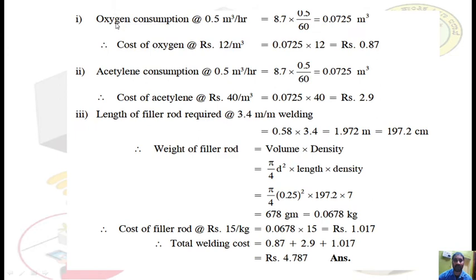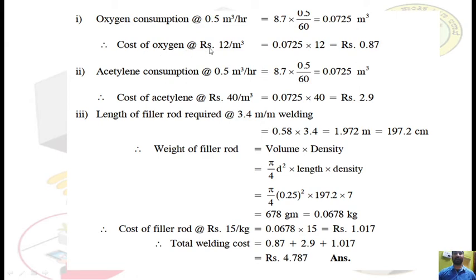So oxygen consumption is 0.5 meter cube per hour. If you weld for 1 hour, we require 0.5 meter cube of oxygen, but our welding time is only 8.7 minutes. So again we are converting, 8.7 divided by 60 gives you hour, multiplied by 0.5, that is the oxygen consumption. We require 0.0725 meter cube of oxygen.